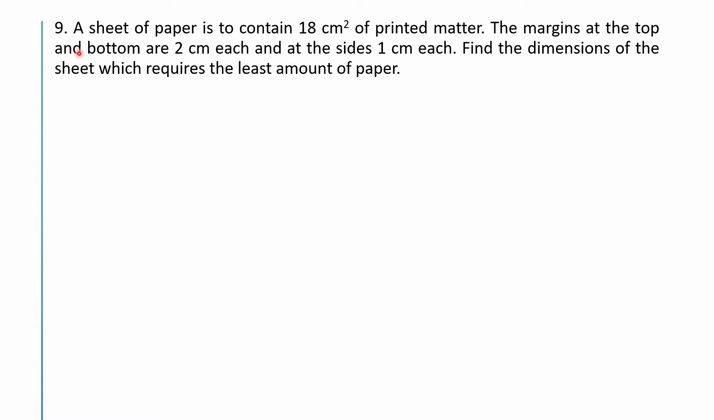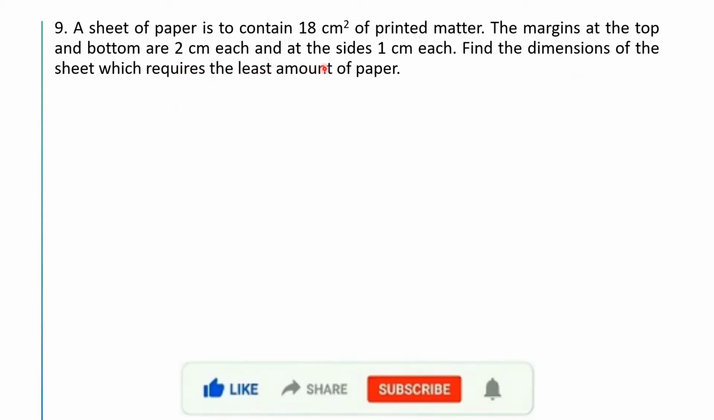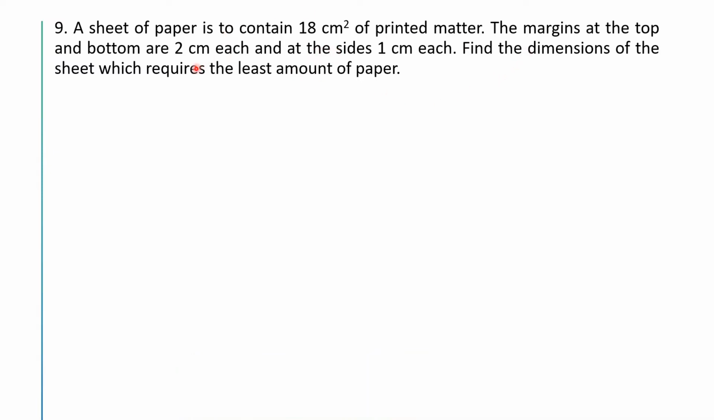Next question. A sheet of paper is to contain 18 centimeter square of printed matter. The margins at the top and bottom are 2 centimeters each and at the sides 1 centimeter each. Find the dimensions of the sheet which requires the least amount of paper. So here it is given a sheet of paper is to contain 18 centimeter square of printed matter and the margins at the top and bottom are 2 centimeter each and at the sides are 1 centimeter each. We have to find the dimensions of the sheet which requires the least amount of paper.